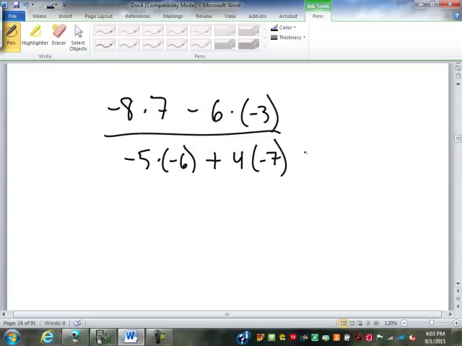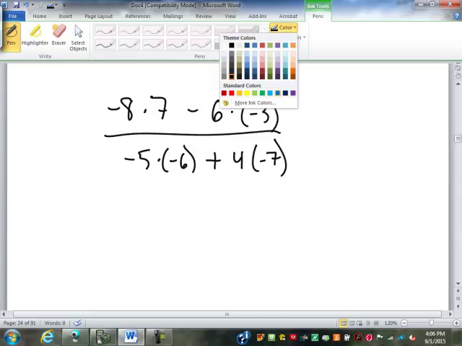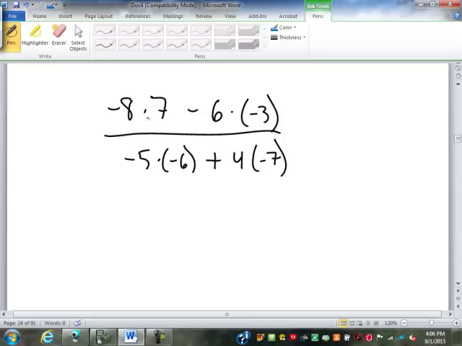See what you come up with for this one. Try this in your notes. You ready or you need more time? Ready? Okay. On top, what do we do first?